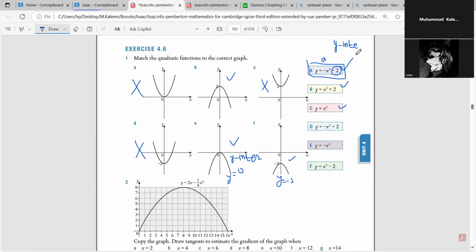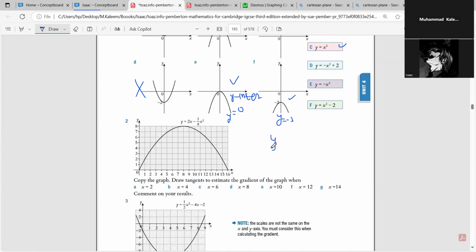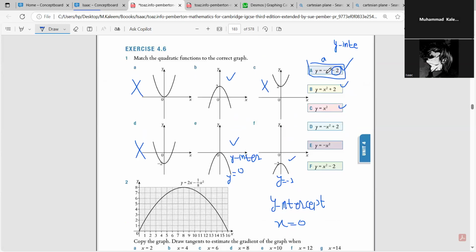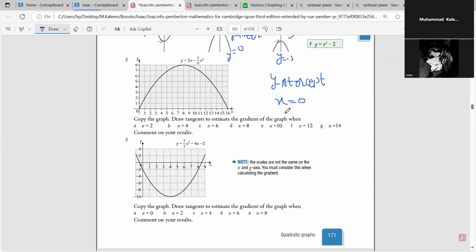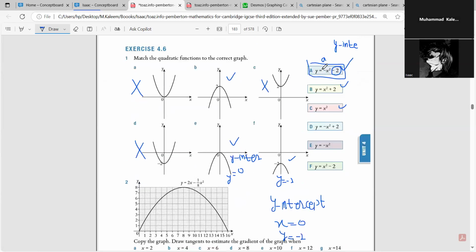What's the meaning of y-intercept? It means when you replace x is equal to 0. It's very easy. When we have to calculate the y-intercept, just replace x is equal to 0 in your function, and you will get the y-intercept. Like here, if I replace x is equal to 0, the y-intercept will be negative 2. So for this function, y-intercept is negative 2. So this is the only graph cutting the y-axis at negative 2.